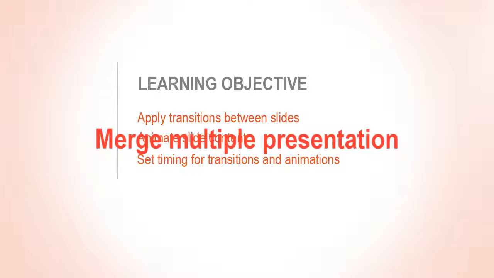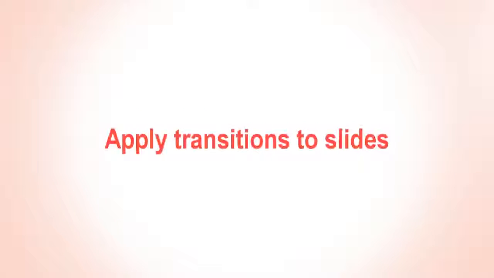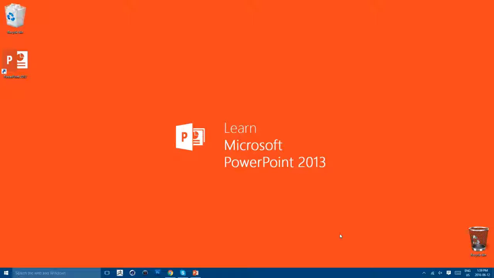Number 2, how to animate slide content. And number 3, how to set timing for transitions and animation. Okay, so the first one is how to apply transitions between slides. Slide transitions are special effects you can add to make your PowerPoint presentation look appealing. There are different types of transition you can add to your slides to make your presentation look professional.